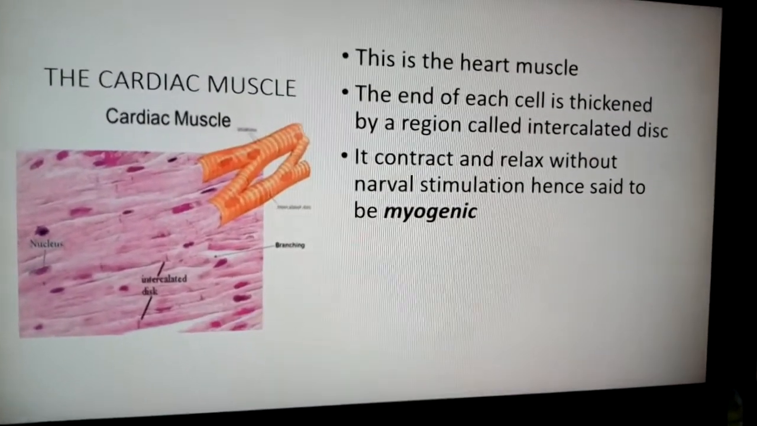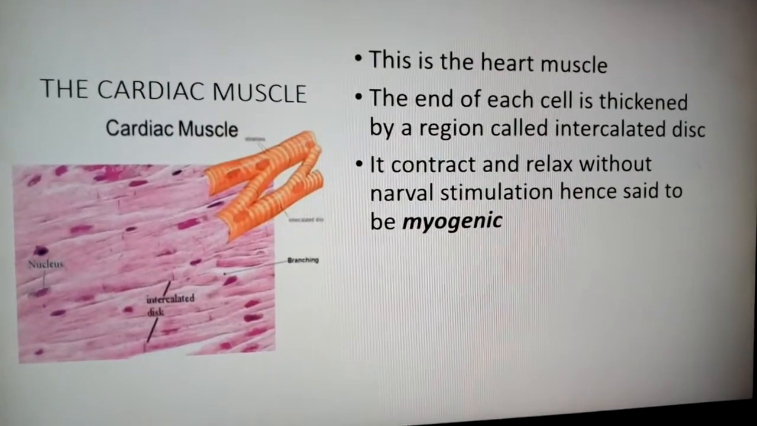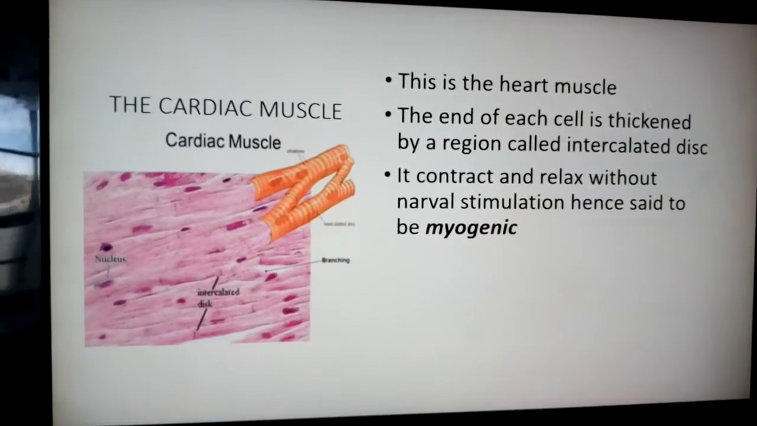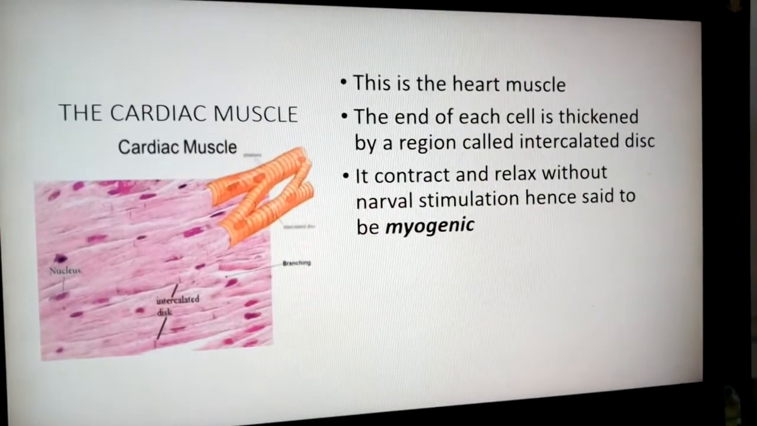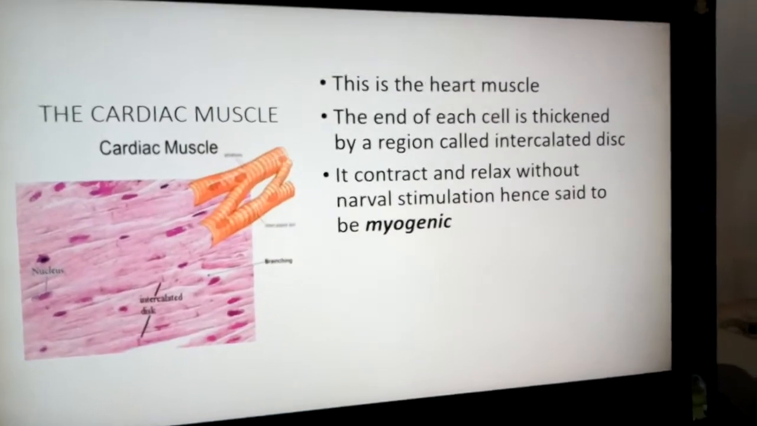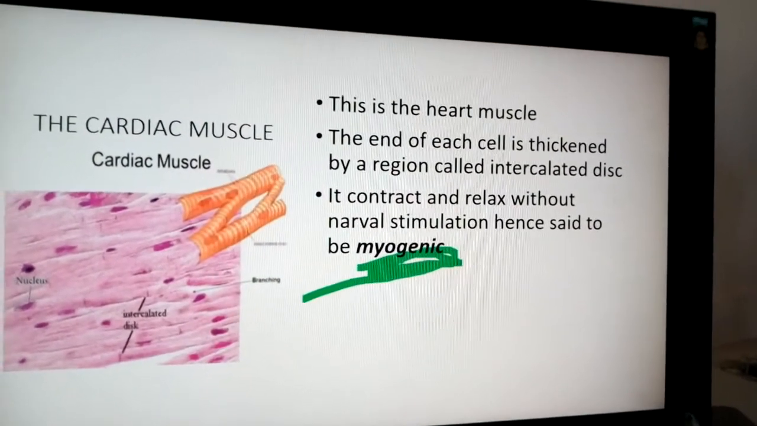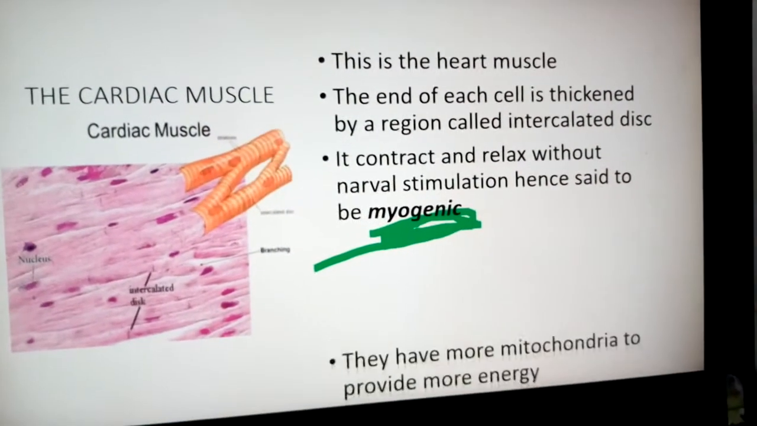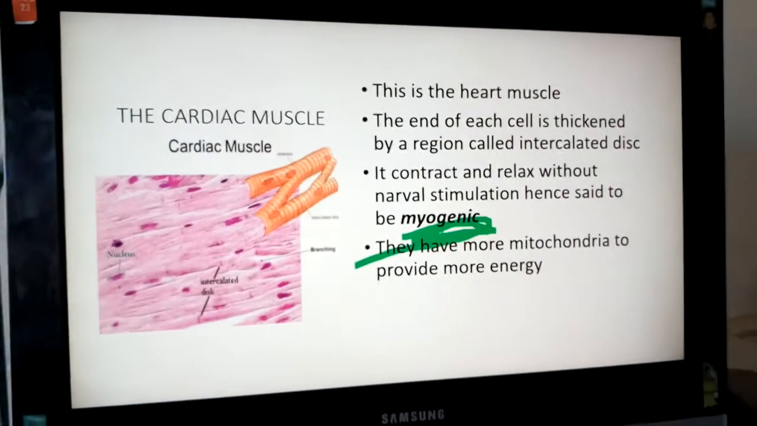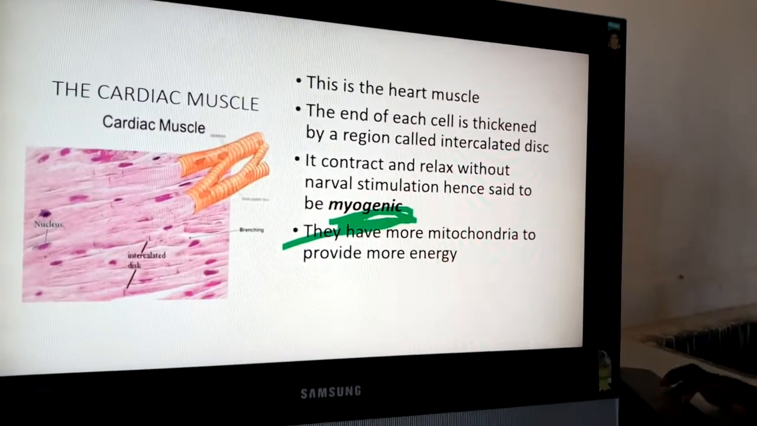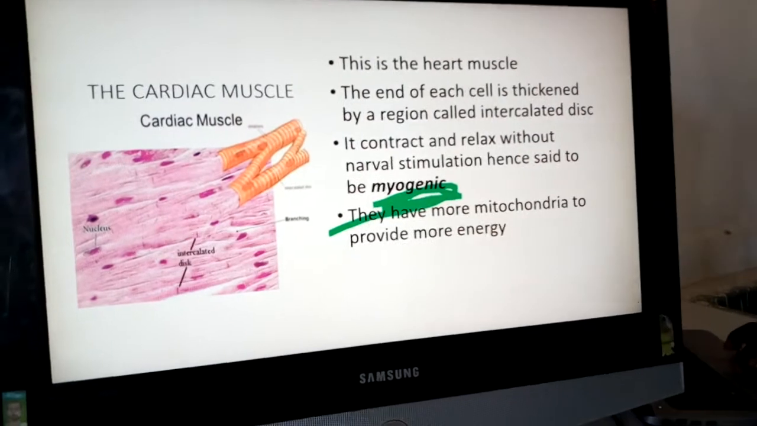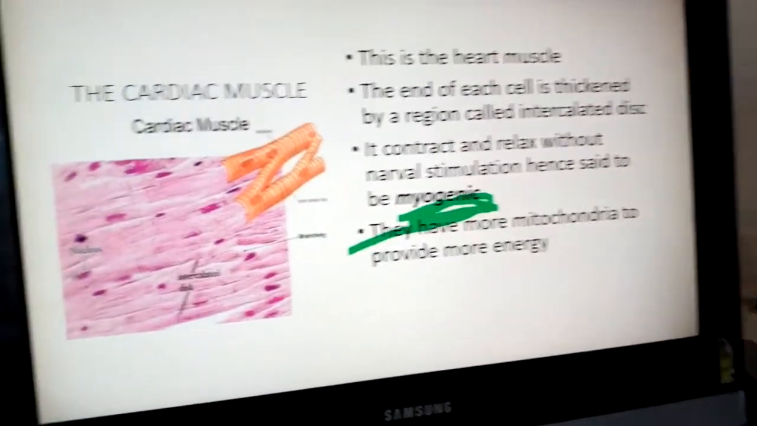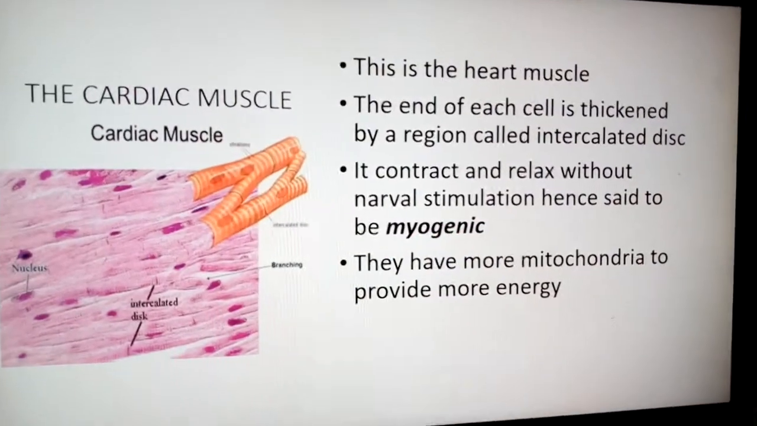They contract and relax without nerve stimulation, hence they are said to be myogenic. They work on their own. They do not engage the nervous system for them to perform their function. And that is why, even when an individual is asleep, or not sober, the heart continues to perform its function as usual, without fatigue.